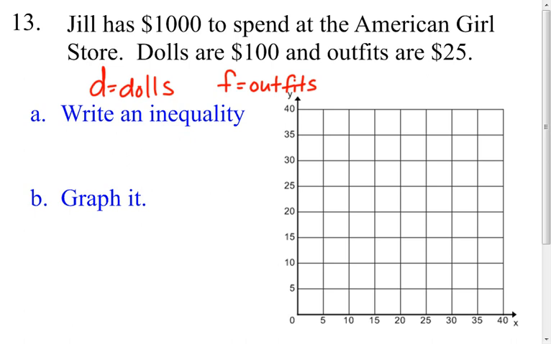Okay? So basically this is what's going to happen. The way she spends money is this. Every time she buys a doll, she will spend $100. So it's going to look like this: 100 for every doll, plus $25 for every outfit. And when she combines that money, the dolls and the outfits, that quantity better be less than or equal to $1,000 because all she has is $1,000 to spend.